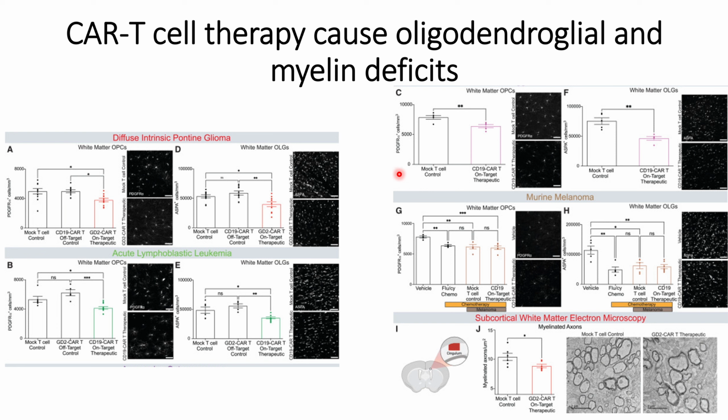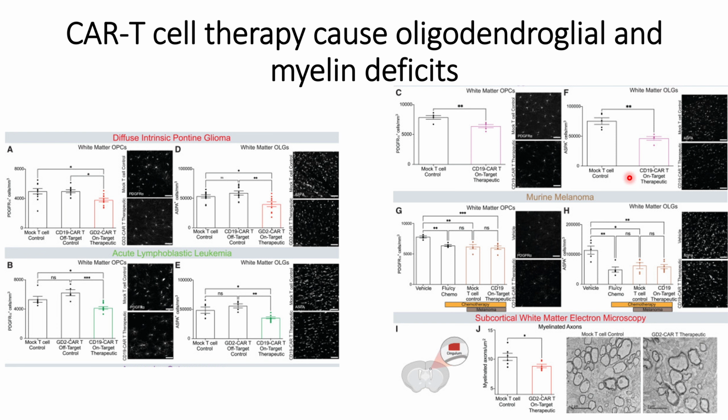Next, they also checked it for the third CAR T cell model, where they see similar results: on-target CAR T cell therapies cause reductions in oligodendroglial precursor cells, and the white matter oligodendroglials also go down in the on-target CD19 CAR T cell therapeutic approach.